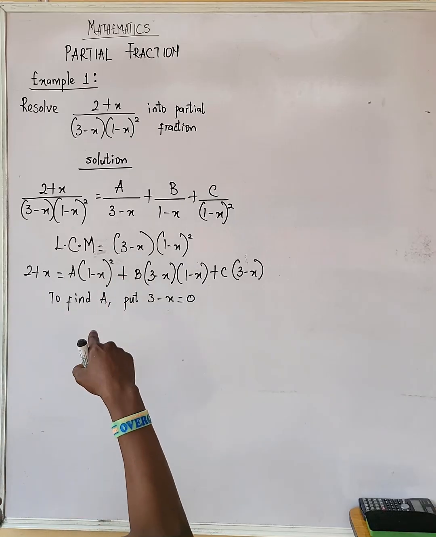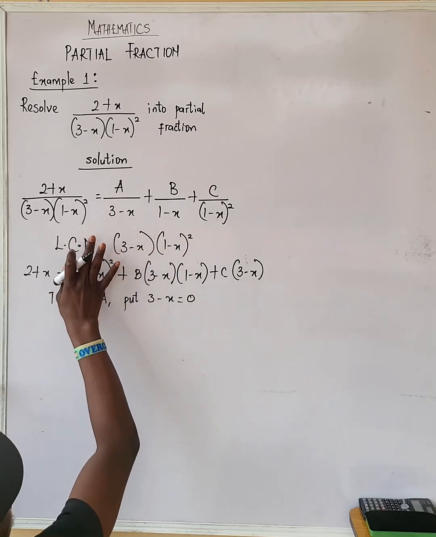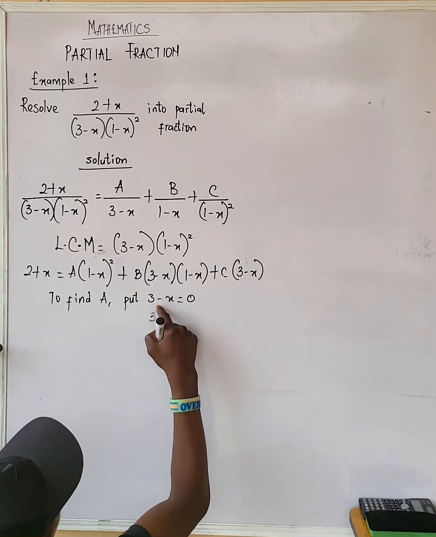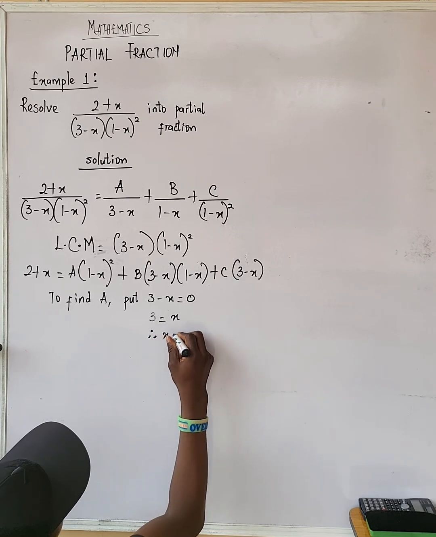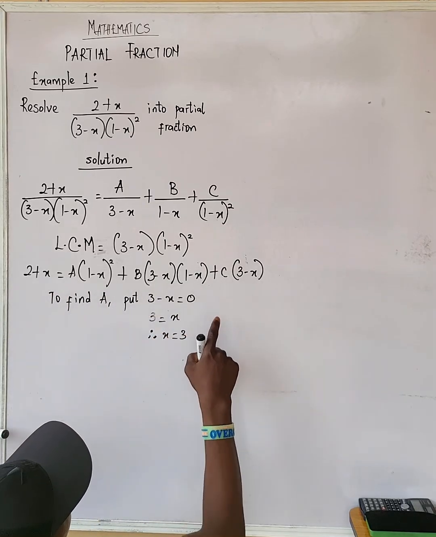When you watch those videos, you will see how we explain this. So I'm looking for a. I'll come under it. So you say put 3 minus x equals to 0. So what will it be? That will be 3 is equals to, when minus x crosses, that will be plus x. Therefore, x equals to what? 3.